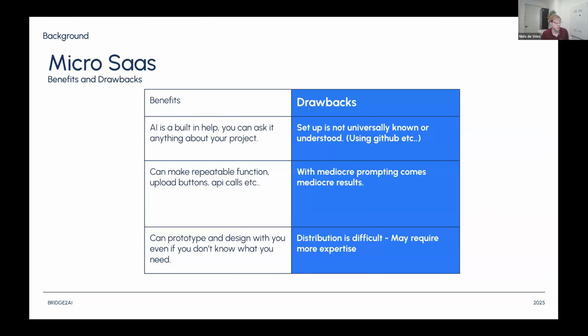You can make repeatable functions. So if you want to create a tool like this for internal use, share it with a few people that might do this, you can make upload buttons, you can make export to Excel buttons, and you can prototype and design even if you don't know what you need. Because AI has the full knowledge of the entire internet in it, so it might know something about what you need to accomplish your goal. So you could just give it, I need a software that accomplishes this goal. How would you recommend me to design it? And it will work with you to help you design it.